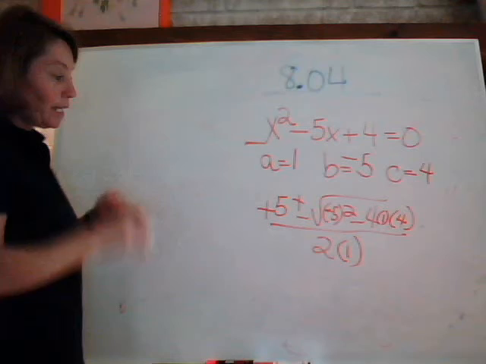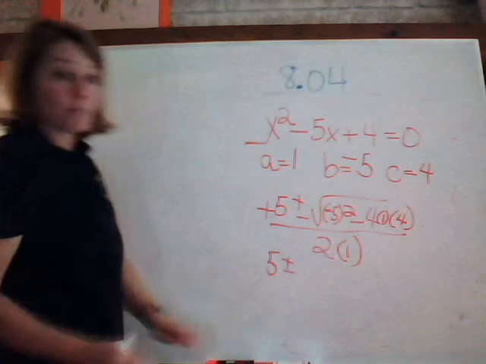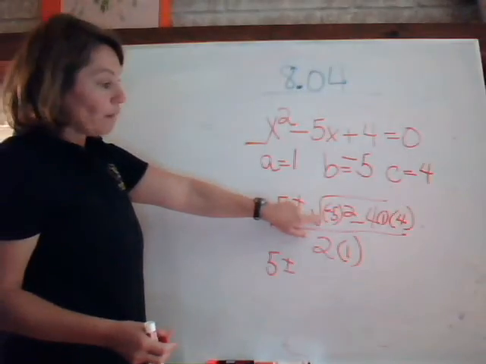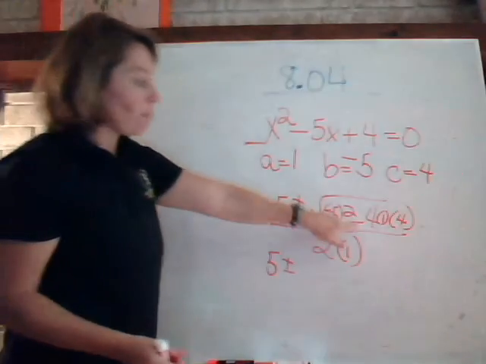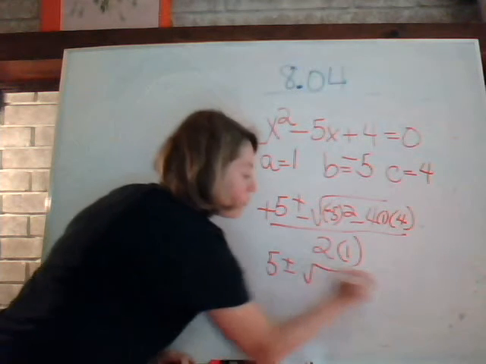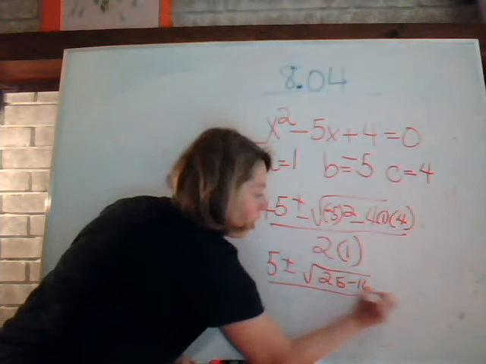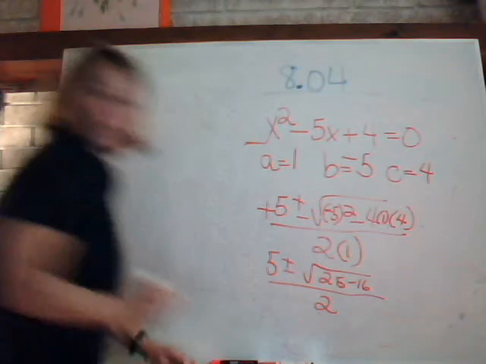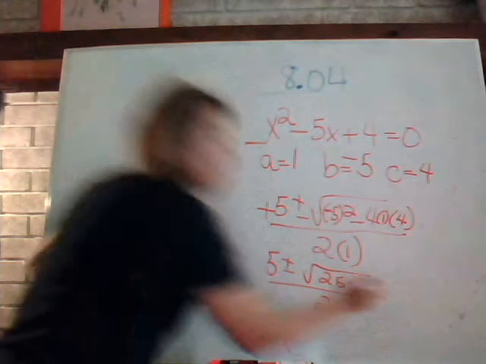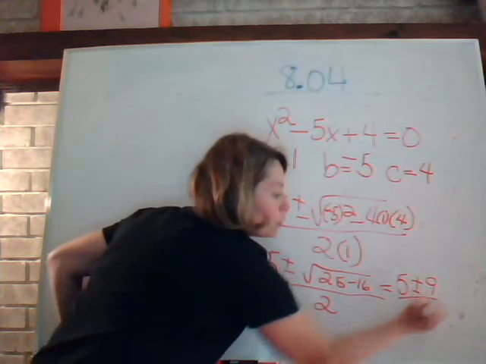Now I need to actually work it out. So I just bring down my 5 plus or minus. Now this is the hardest part, and that's cleaning up this quadratic. 5 squared is 25. 25 minus 4 times 1 times 4, minus 16. So under the radical, I have 25 minus 16, all over 2 times 1, or 2. So 25 minus 16 is 9. So I'm going to have 5 plus or minus 9 over 2.